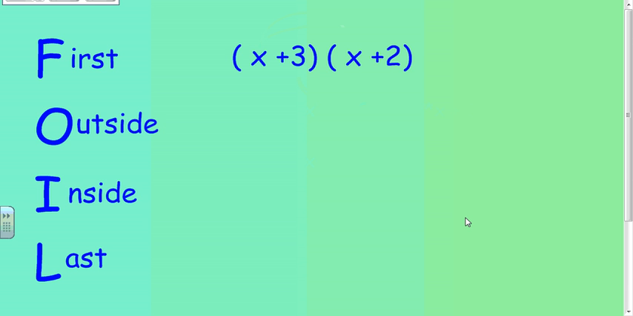The next part of our lesson has to do with distributing when we have 2 terms times 2 terms, or a binomial times a binomial. X plus 3 inside the parentheses is considered a binomial, as is x plus 2.